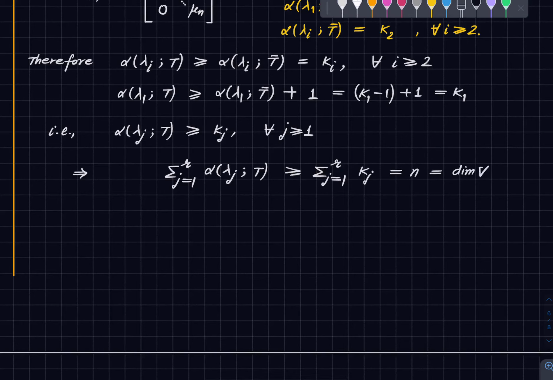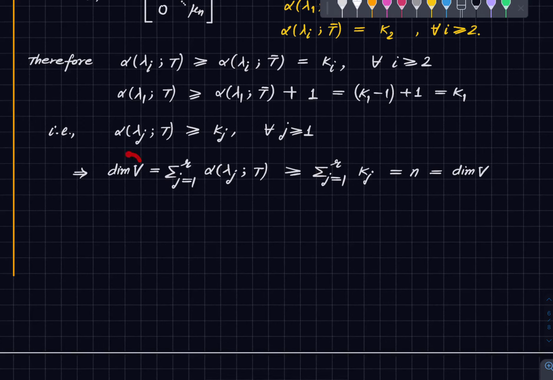And what about this guy? So we proved earlier that the sum of the algebraic multiplicities of all the eigenpolynomials corresponding to any operator, meaning any endomorphism, is equal to the dimension of the vector space. Now, since our endomorphism is upper triangulable, the only eigenpolynomials are the degree 1 ones, which are nothing but the ones corresponding to eigenvalues, and hence this sum is nothing but the dimension of the vector space. So this is equal to the dimension of V. Crucial point.